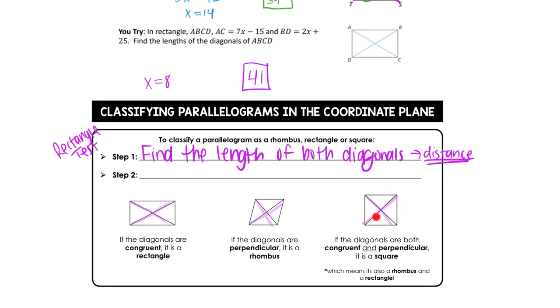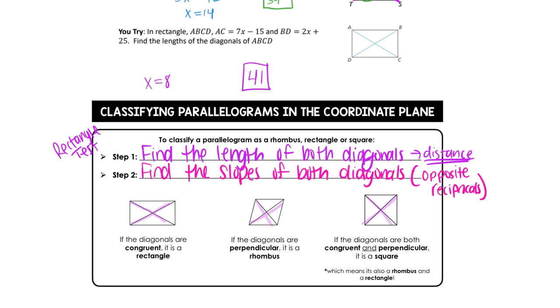And in order to do that, squares are going to have perpendicular diagonals, because a square is a rhombus, right? A rhombus has perpendicular diagonals. So the next step would be to find the slopes. So find the slopes of both diagonals. And you're looking for opposite reciprocals if you do that, because that's what creates perpendicular slopes.